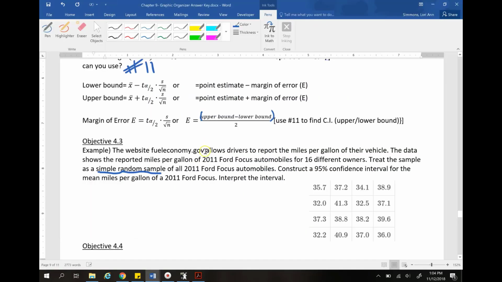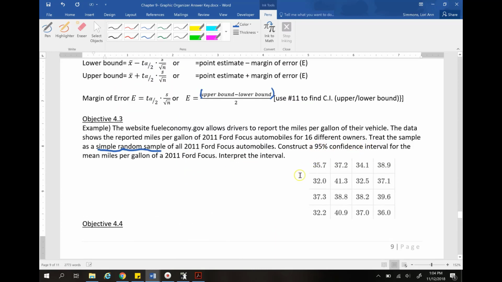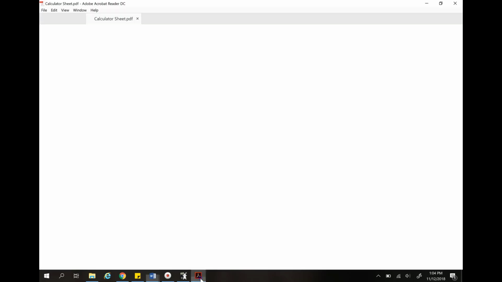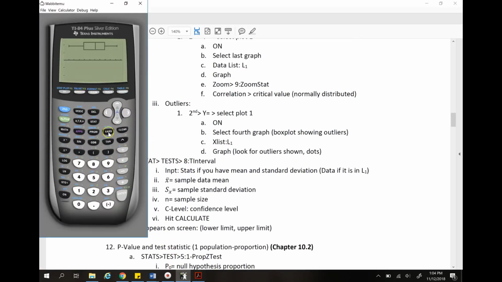So that criteria is met, the third criteria. Now we can actually get into constructing the 95% confidence interval. So if we go back, now we're down here on C. So we're going to go to Stat, Tests, number 8. We have data already put in.